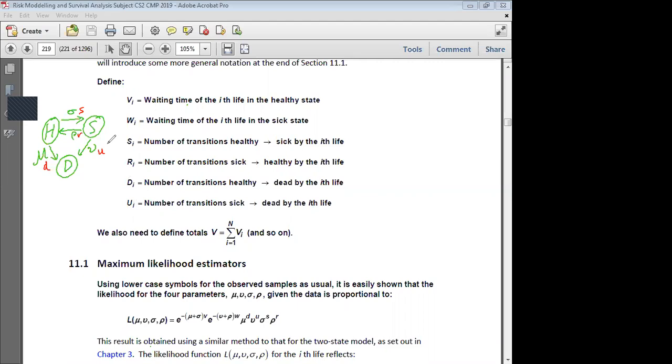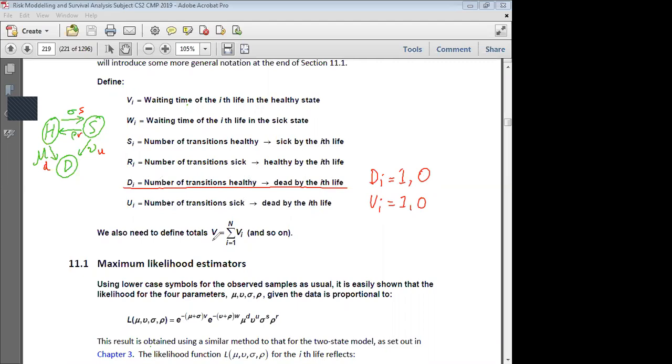But now if I ask you guys some question, if someone has already made this transition, if D_i is equal to 1, we know for sure that D_i can never take a value more than 1, because the number of transitions from healthy to dead for one particular life can be only 1. And once it is in the dead state, this is absorbing. You can never go anywhere else. So D_i can either be 1 or 0. And similarly will be the case for U_i. This can also be only 1 or 0, depending on whether the person dies when he's sick or healthy.